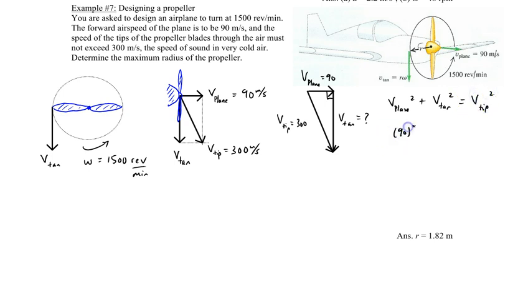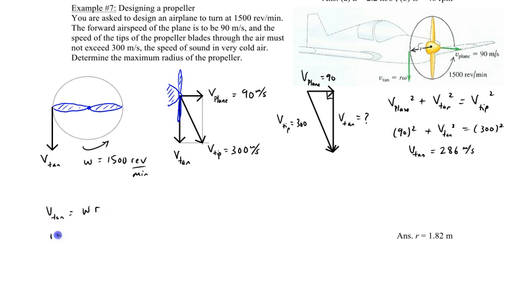Plane we know is 90 squared. Tangential we don't know, but we can figure that out now. And the tip was 300. That will give us the velocity tangentially to be 286.18 meters per second. I'll just round that to 286 meters per second. So there must be some relationship between the tangential velocity and the angular velocity. Remember that the tangential velocity is really the linear version of the angular velocity. So V tangential is equal to omega times r.